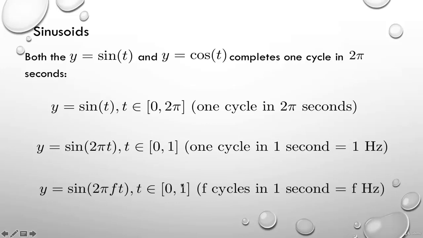Then if I add into that a number f, this function in 1 second will complete f cycles. So this is a function that completes f cycles in 1 second, and therefore it has a frequency of f hertz. This is a nice form to represent a function that depends on the frequency, so we're going to use this form throughout the rest of this lecture.